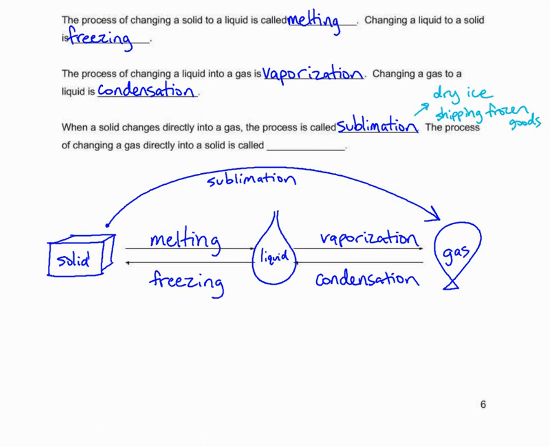That would be sublimation. And the next one, a process of changing a gas directly into a solid. So we're talking about starting as a gas, and it is turning directly into a solid. This process is called deposition.